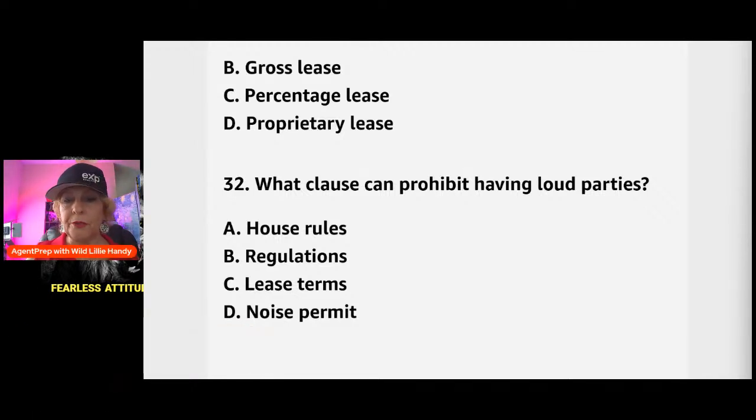Okay, so number 32 is house rules. That is correct, house rules.